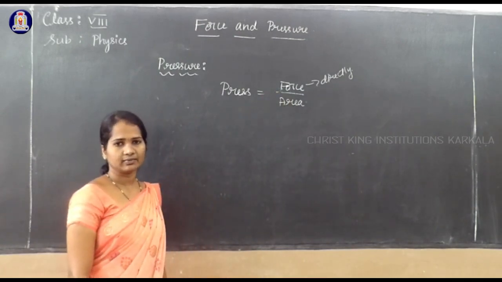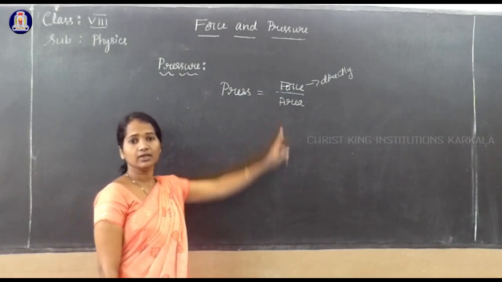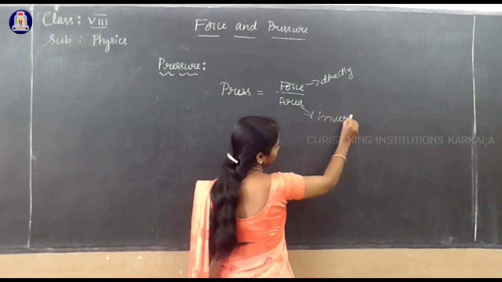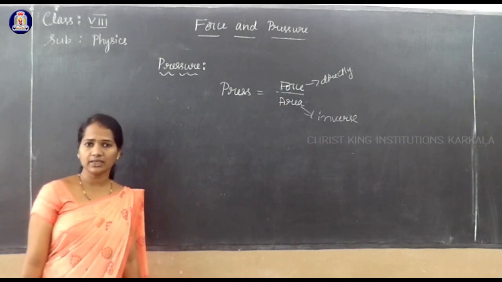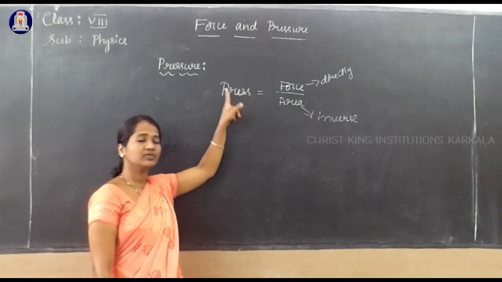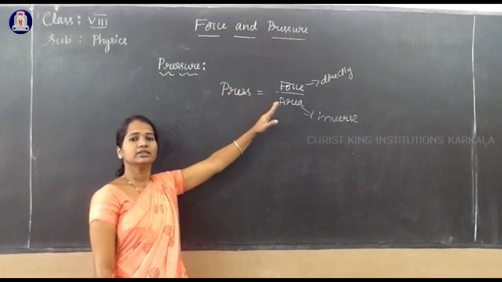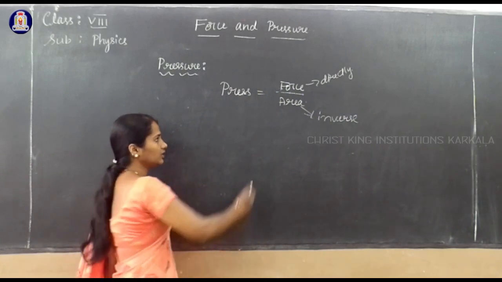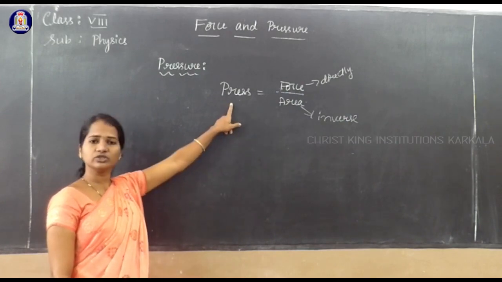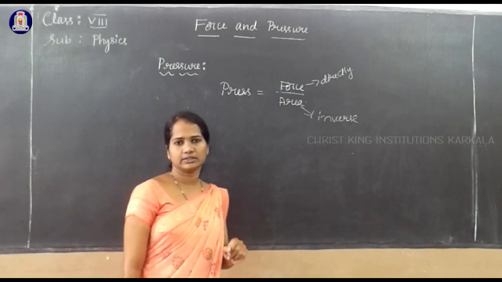What about area? You can see here area is written in the denominator. What does it mean? There is an inverse relationship between area and pressure. It means as the area increases, pressure decreases. As the area decreases, pressure increases. So there is an inverse relationship between area and pressure.